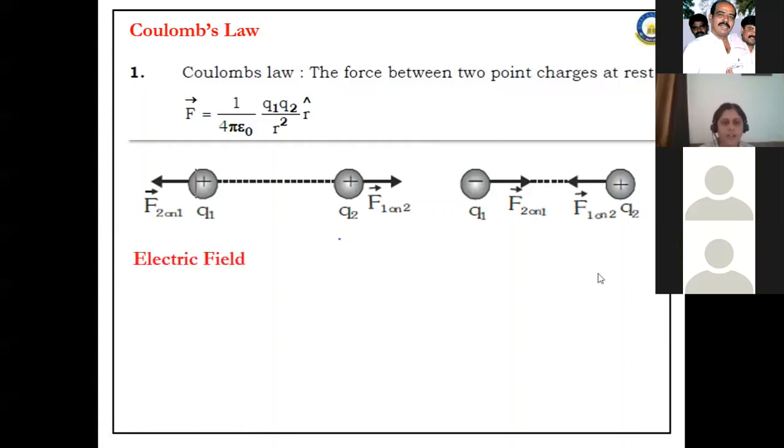Now coming to electric field. How can we define electric field? Electric field is the region around the charge in which a unit positive charge will experience a force. That electric field is given by F is equal to Q into E, or E is equal to F by Q.